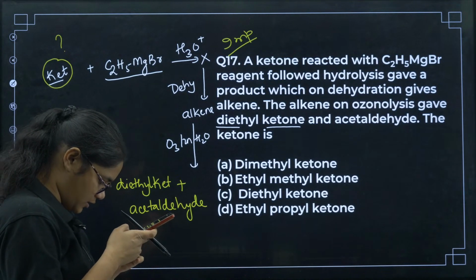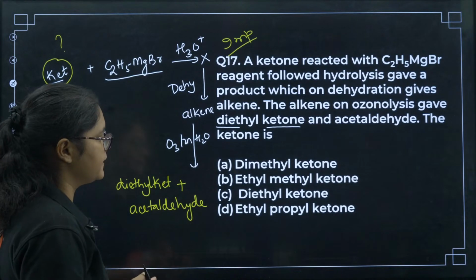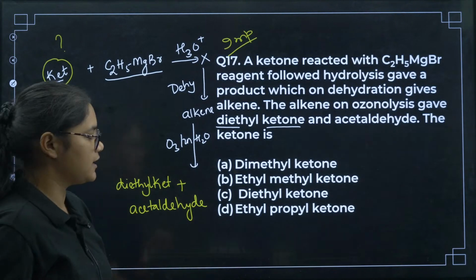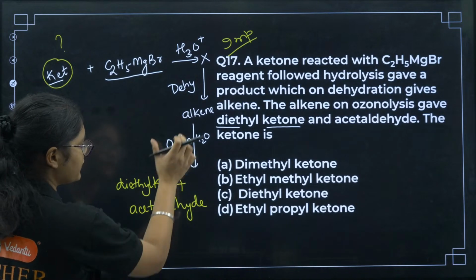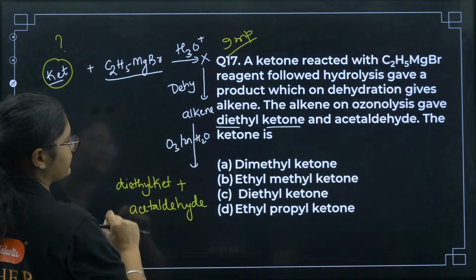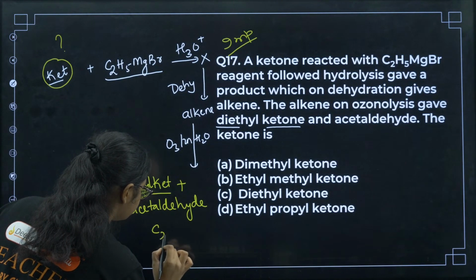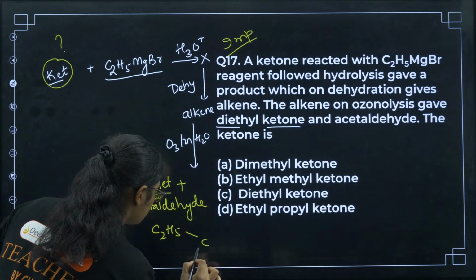Yes, Arun, hi. 17B, ethyl methyl ketone. Okay, let us see the answer here. First let us draw the alkene. If you have the products, you can merge the products and get the alkene. So I have diethyl ketone. That means I have a structure like this, C2H5.